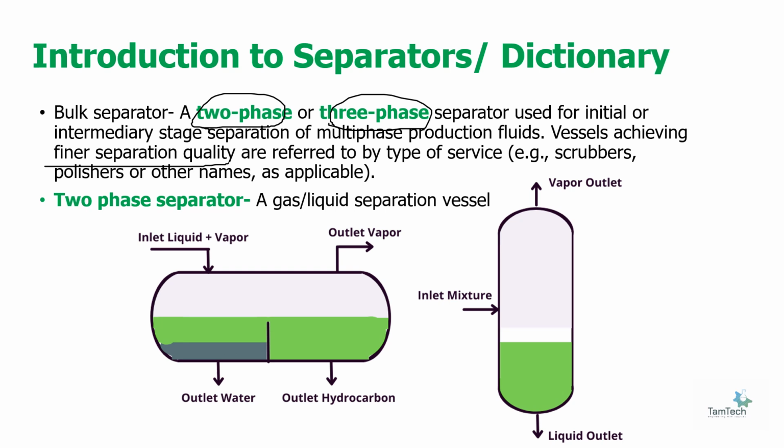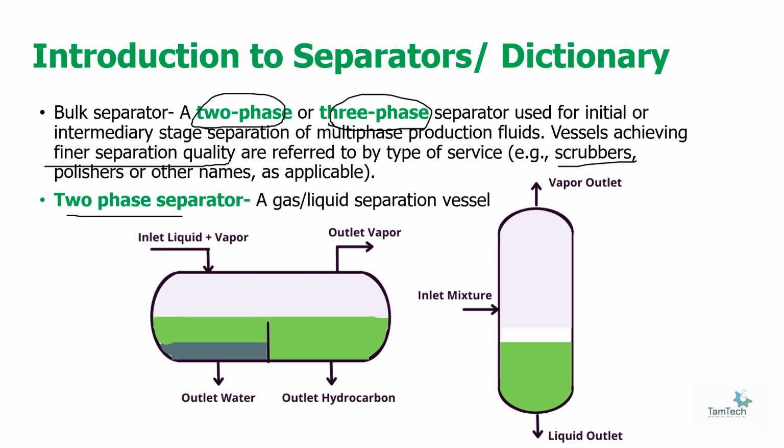They are referred to by type of service, like scrubbers, polishers, knockout drums, just normal separators, flare knockout drums, etc. It could also be the slug catcher and the partial separators, etc. That depends only on the application. Then what is a two-phase separator or three-phase separator? As you can see in these pictures, the two-phase separator is only dedicated to gas and liquid separation.